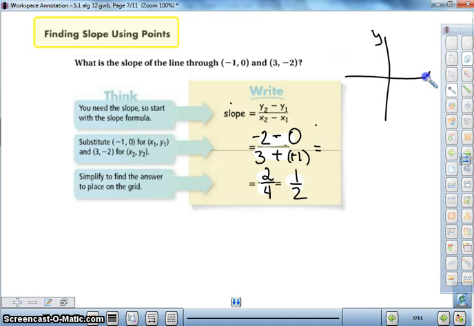Here's our y and x axis. -1, 0 is a point here. 3, -2 means over 3 and down 2. If we are looking at that, we should have had a -2, right? -1/2. We are looking at our line. We went down 2 points. Down 2 over 4. -2, +4, -1/2 slope.